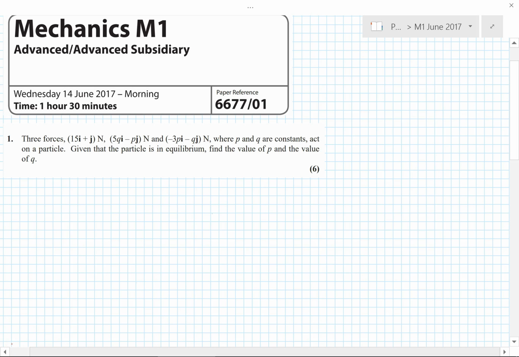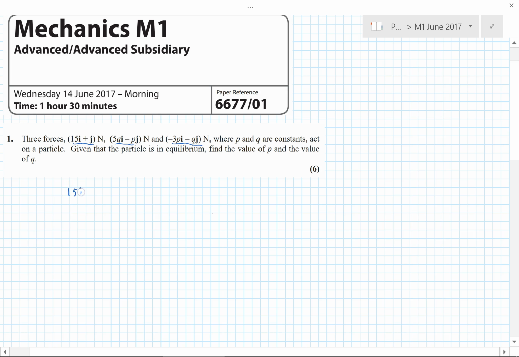In this video we're doing M1 from 2017. First question is pretty straightforward. We've got three forces expressed in terms of I and J. If it's in equilibrium, we can say that the sum of the forces equals 0. So we can just add these three together and use the fact that they're equal and get a simultaneous equation.